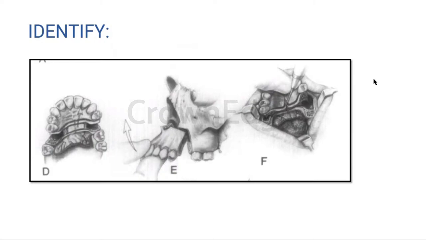Okay, let's do this. Some patients may have a maxillary excess. Some patients may have a gummy smile. Some patients may have something like this, and some patients may have anterior proclination.